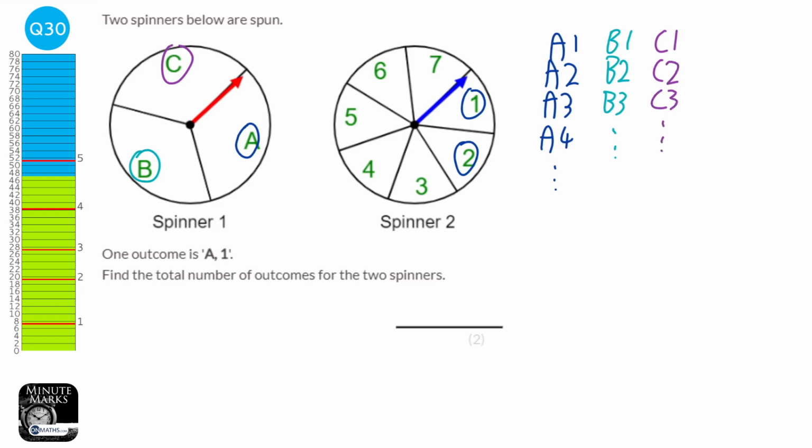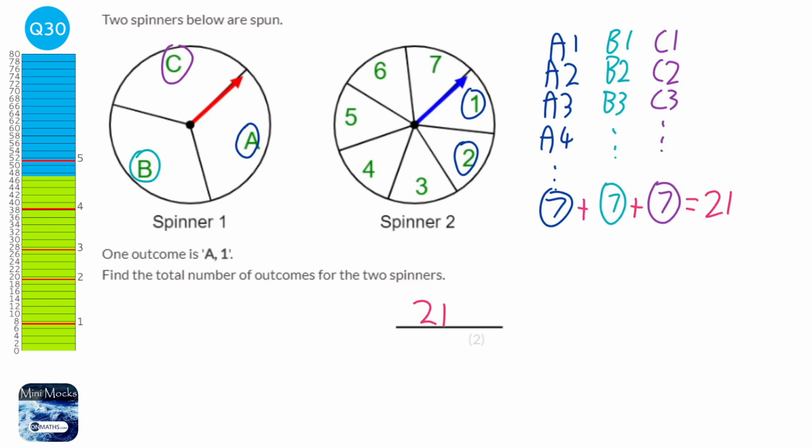So how many combinations are there with a? Well, there's going to be 7 because there's 7 numbers. How many with b? Well, there's also going to be 7. And how many with c? Well, there's also going to be 7. So in total, there's going to be 7 plus 7 plus 7, which is 21.